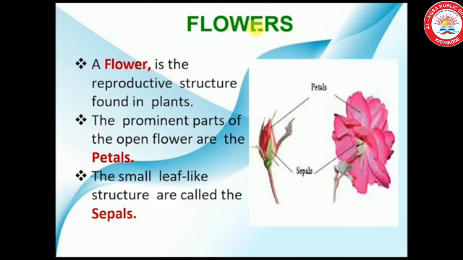A flower is the reproductive structure found in plants. The prominent parts of the open flower are the petals. Prominent parts means the attractive part, the colored part, that is known as petals. The small leaf-like structures are called the petals.